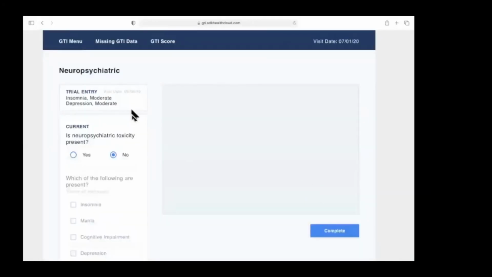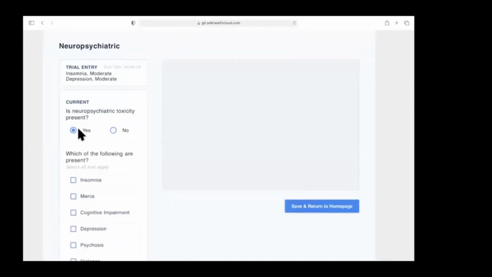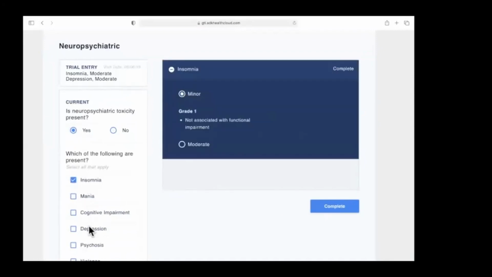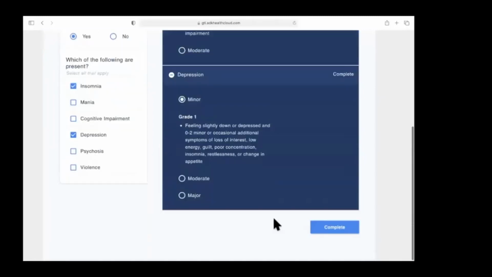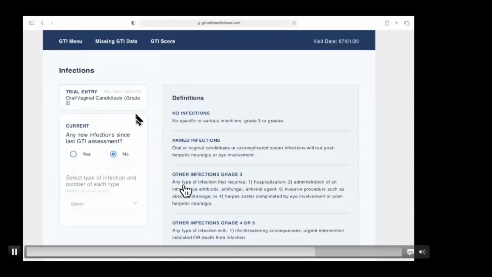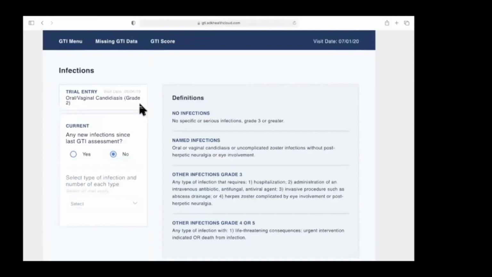Then we move to the neuropsychiatric domain, and the patient had these manifestations of steroid toxicity at baseline. In the neuropsychiatric domain, there was moderate insomnia and moderate depression. Both of these are now minor at follow-up. Again, the definitions of these neuropsychiatric toxicities are included. And then we go to infections. The patient had oral candidiasis at baseline, 1 episode of oral candidiasis, again, between baseline and week 13.